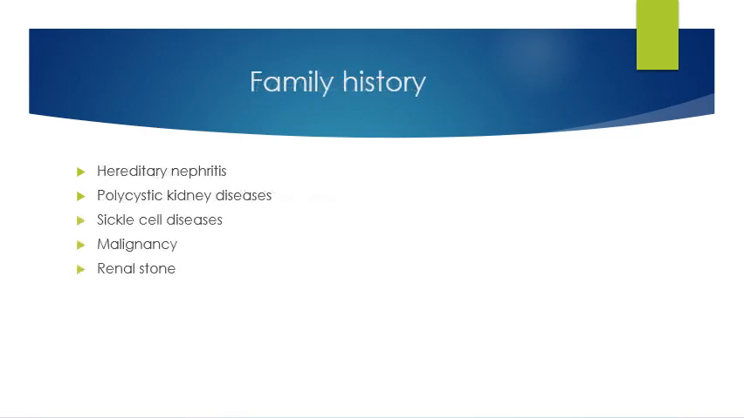Family history. Always ask for the family history to rule out heritable diseases causing hematuria like hereditary nephritis, polycystic kidney disease, sickle cell disease, malignancy, and renal stone.